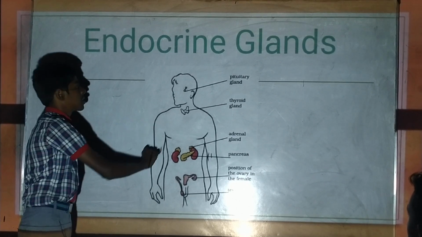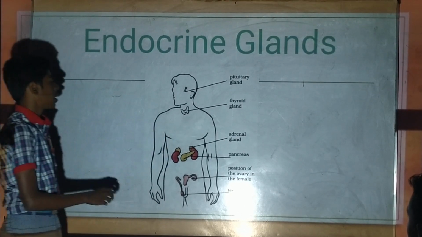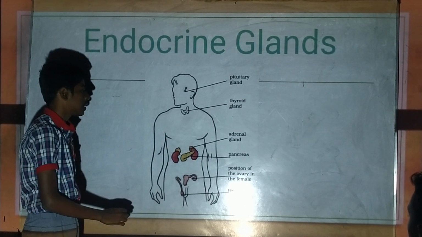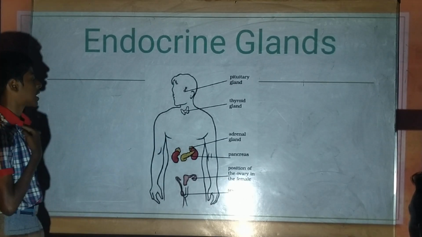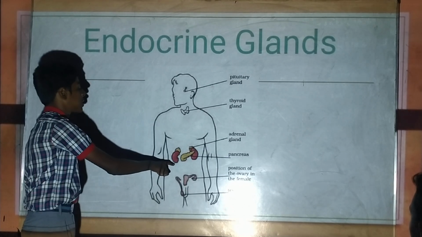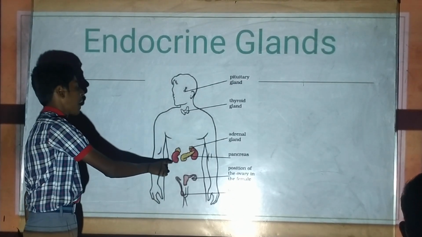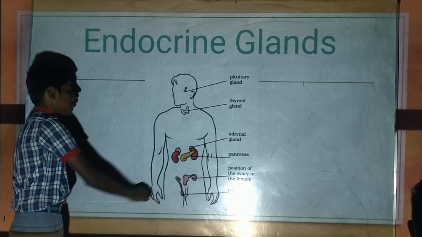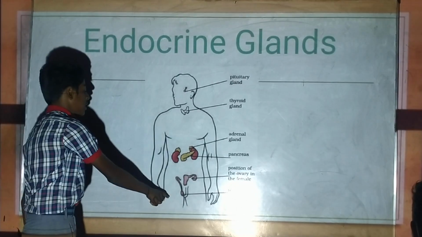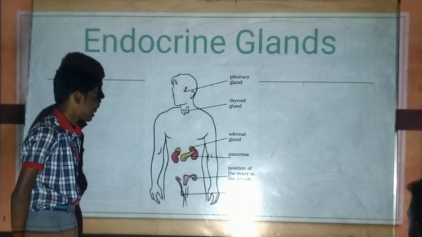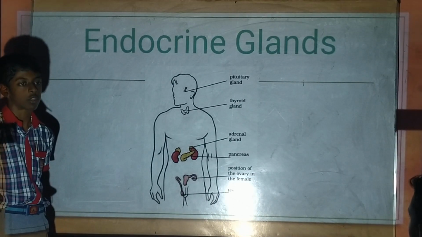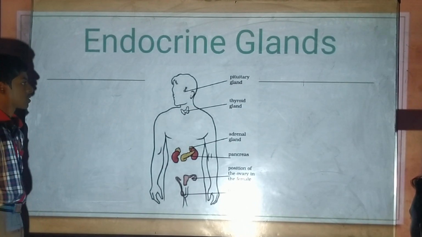The pituitary gland is present near the brain, and it controls all the other hormones and glands. The thyroid is present near the neck. The adrenal glands are present on top of the kidneys, and the pancreas is near the stomach and the kidneys. The testes is the reproductive part of the male, and it is only present in the male. The ovary is the reproductive part of the female, and it is only present in females.